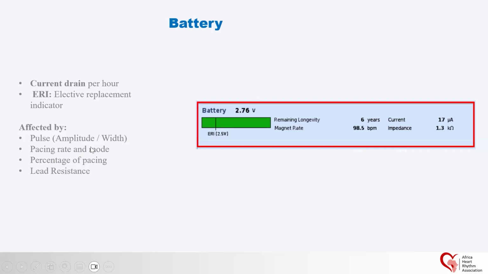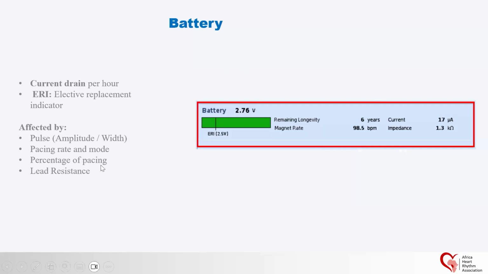The amount of energy, because the pulses depend on amplitude and pulse width, so that consumes more energy. And the pacing rate and the mode. If we pace in the atrium and the ventricle at the same time, that consumes more energy. And the percentage of pacing.